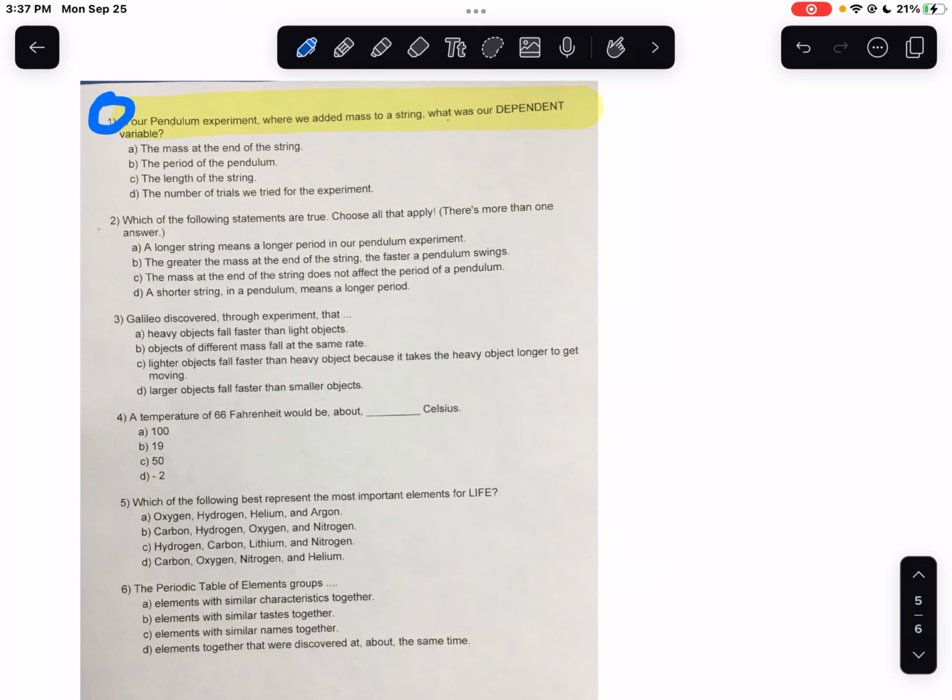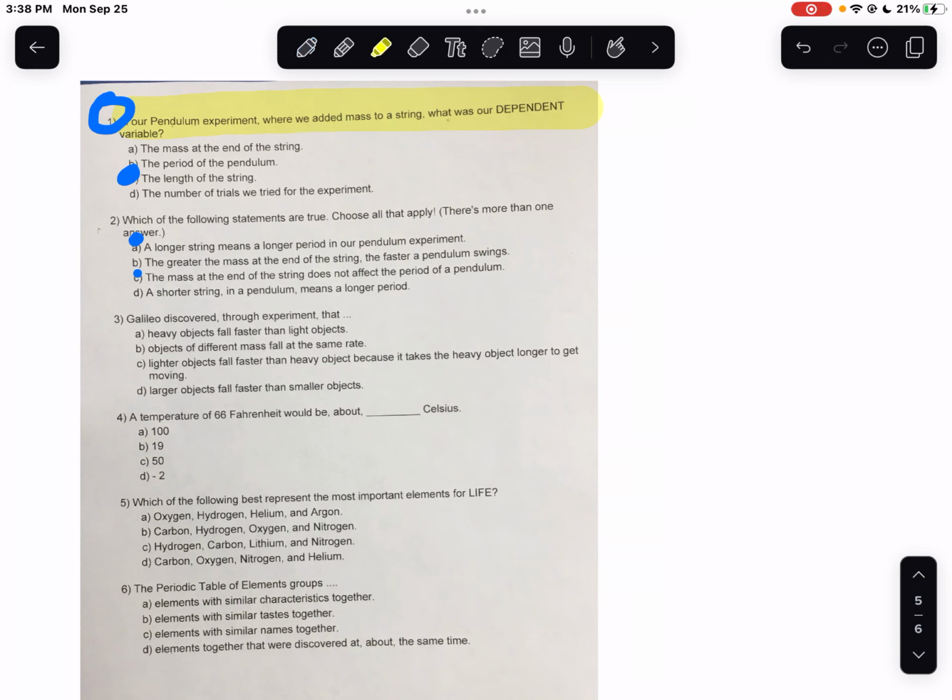Our dependent variable, in other words, the swing of the pendulum, the time that it took, one period, depended upon the length of the string. Which of the following statements are true? Choose all that apply. The longer string means a longer period. Definitely true. The greater the mass at the end of the string, the faster the pendulum swings. Afraid not. The mass at the end of the string does not affect. That one was also true. And a shorter string in a pendulum means a longer period. That was not true. That would be an inverse of what was actually true.